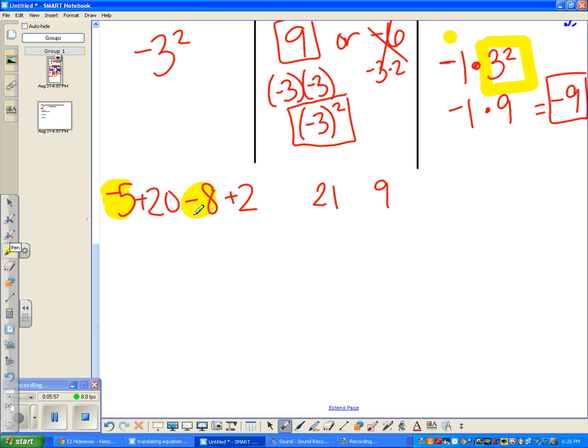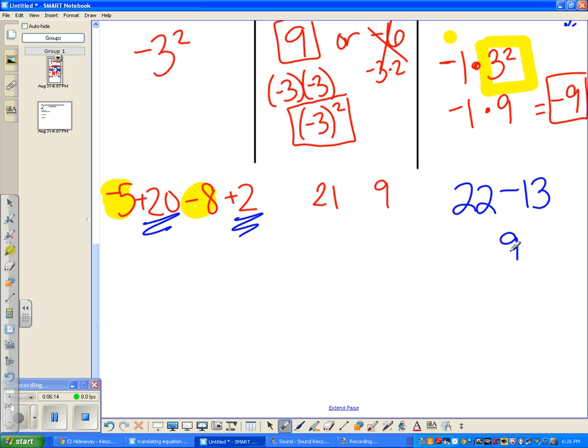combine the negative numbers and the positive numbers. So -5 and -8, like terms, you're going to add, right? So -5 and -8, that's really a -13. And then the 20 and the 2, those add up. That's easy. It's 22. And now I have a +22 and a -13. This is just subtraction. And so that answer is going to be +9.